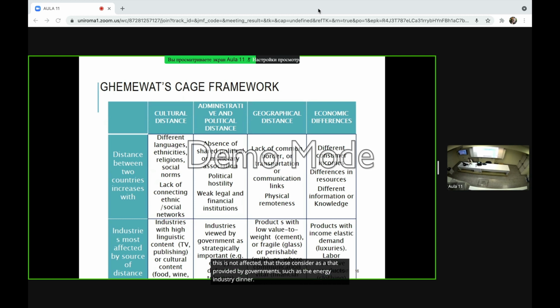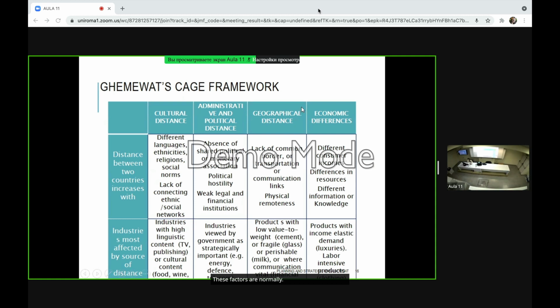The geographical distance is related to the links of communication and transportation, and the industries most affected are, for example, those that produce perishable products such as milk, or fragile products, for example, glass.